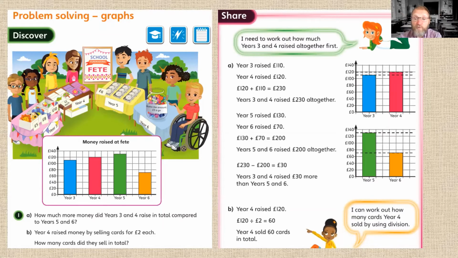But it's £120. So now we think of our related facts. If 12 divided by 2 is 6, 120 divided by 2 is 60. So year 4 sold 60 cards in total.